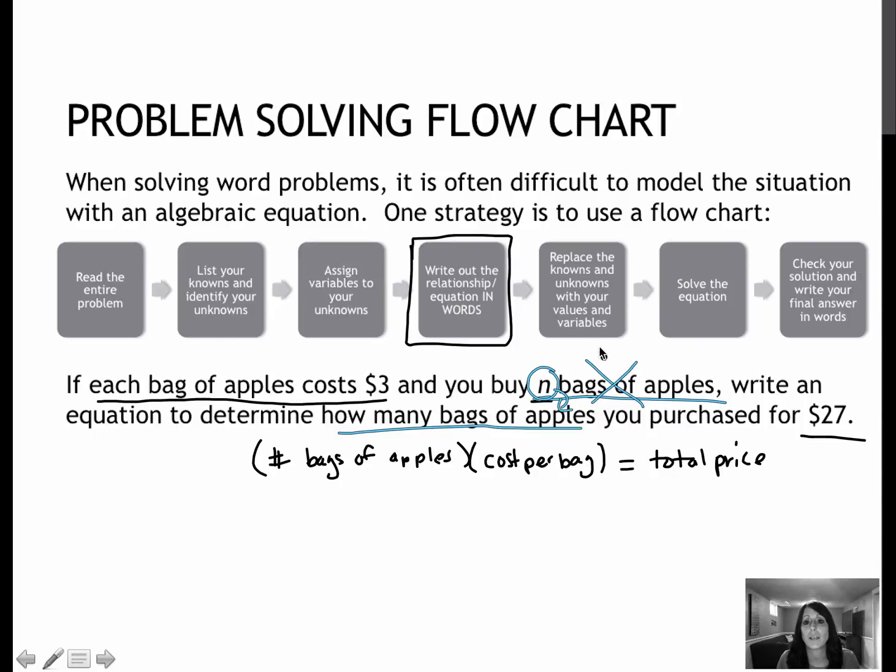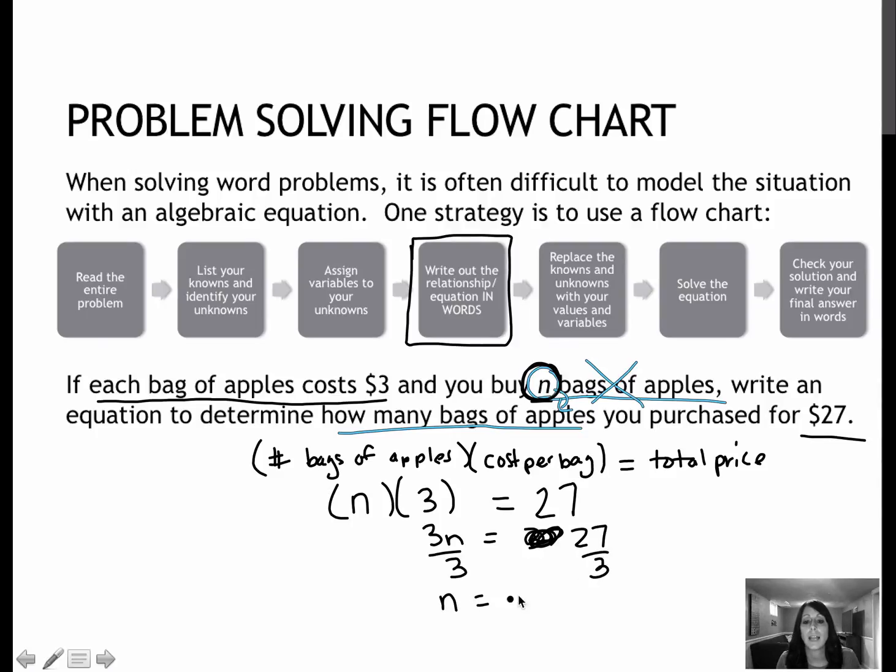If you can do this step, all of the rest of it is super easy. Because now what I'm going to do is I'm just going to replace all of my knowns and my variable for my unknown, and that's going to make an equation that I can solve. So how many bags of apples did I buy? N bags of apples. What's the cost per bag? $3. And you don't need to use a label in the equation. What's my total price? $27. If you want, remember n times 3 is 3n. So you can clean it up a little bit. Equals 27. And now I can divide by 3 to get that n equals 9.